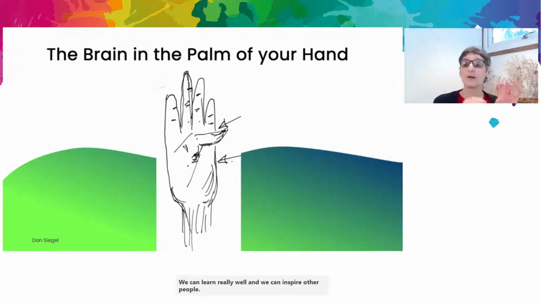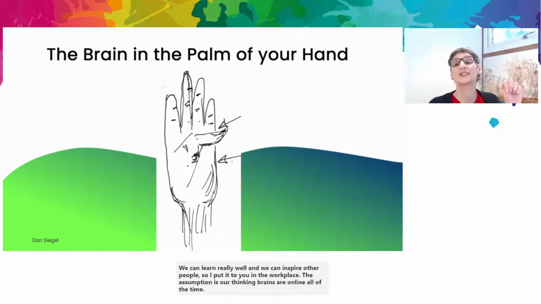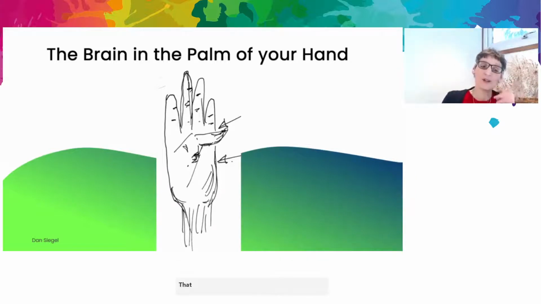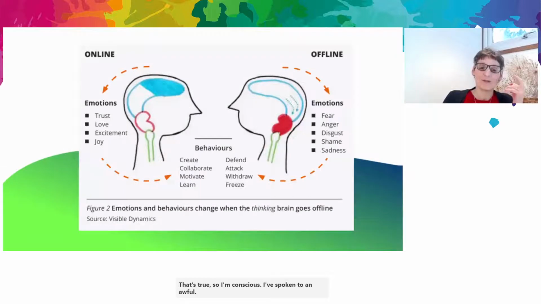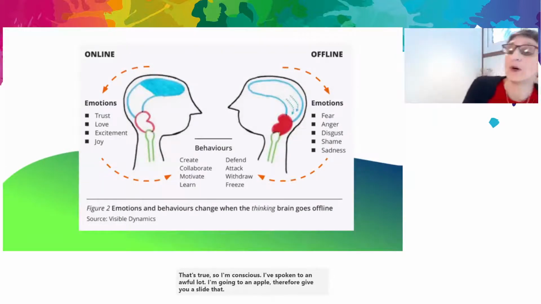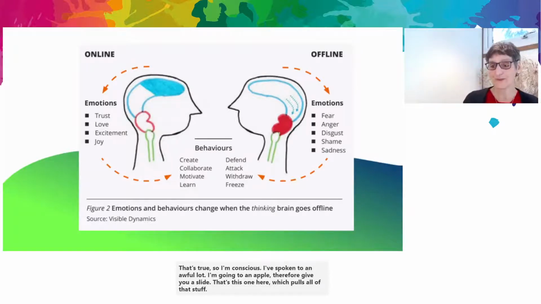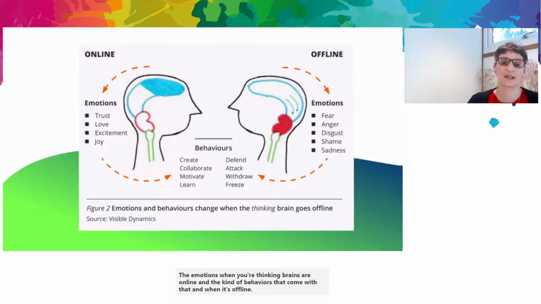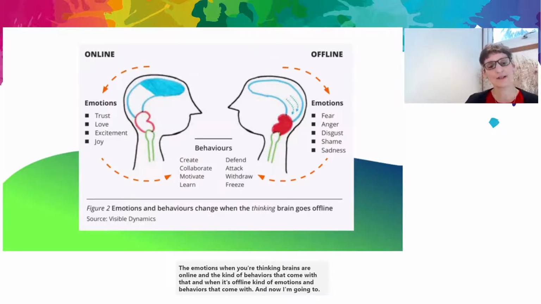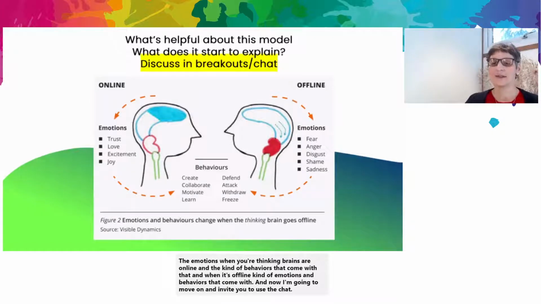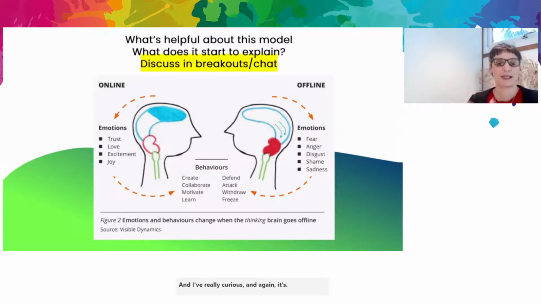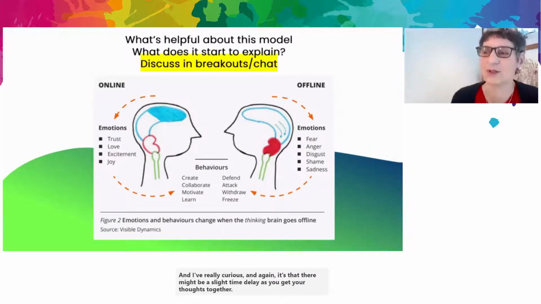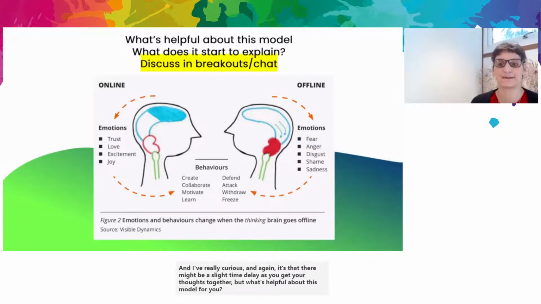So I put it to you, in the workplace, the assumption is our thinking brains are online all of the time. And I'm not actually sure that that's true. I'm conscious I've spoken to you an awful lot. I'm going to now give you a slide, this one here, which pulls all of that together. So you can see it, can't you? The emotions when your thinking brains are online and the kind of behaviors that come with that, and when it's offline, the kind of emotions and behaviors that come with that. And now I'm going to move on and invite you to use the chat. I'm really curious, and again, there might be a slight time delay as you get your thoughts together, but what's helpful about this model for you? What does it start to explain?